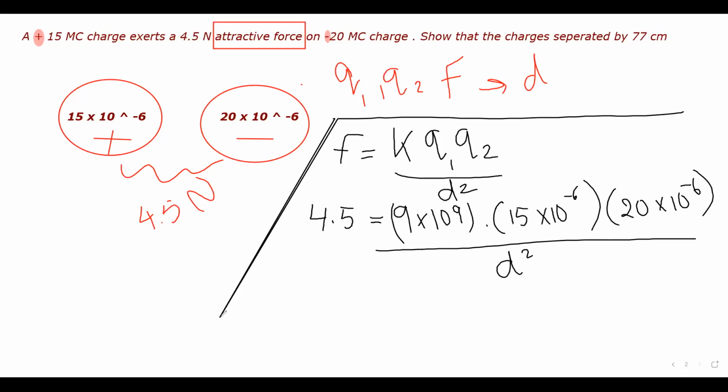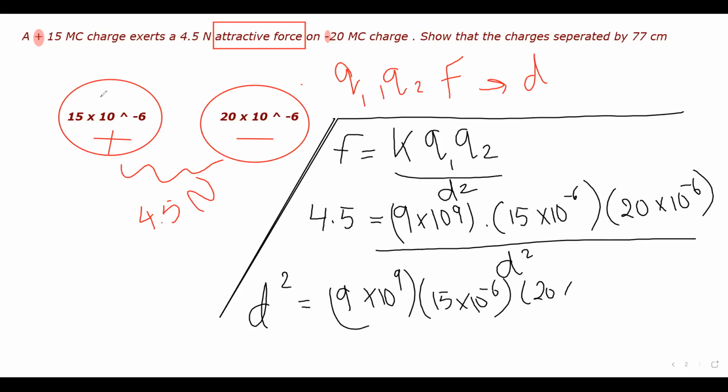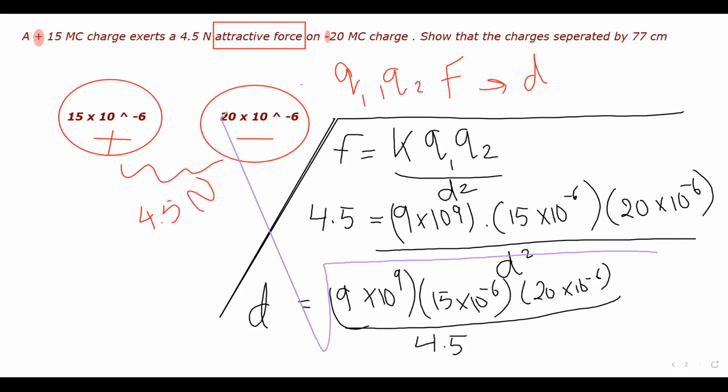So now D squared is 9 times 10 to the power 9 times 15 times 10 to the power negative 6 times 20 times 10 to the power negative 6 over 4.5. This is now for D squared. But I want D. So to find D only, let's put them under the square root, like this.